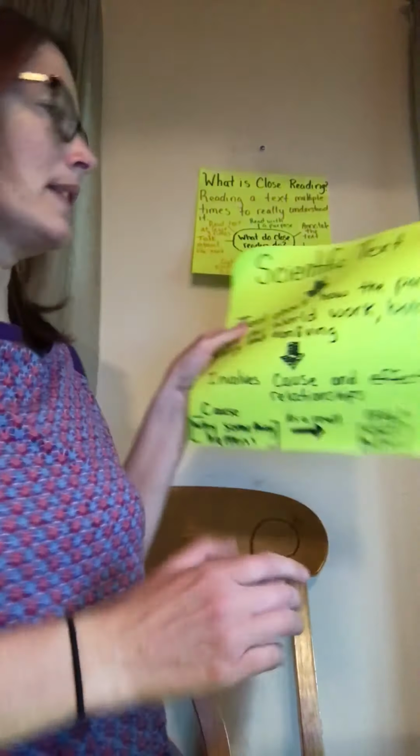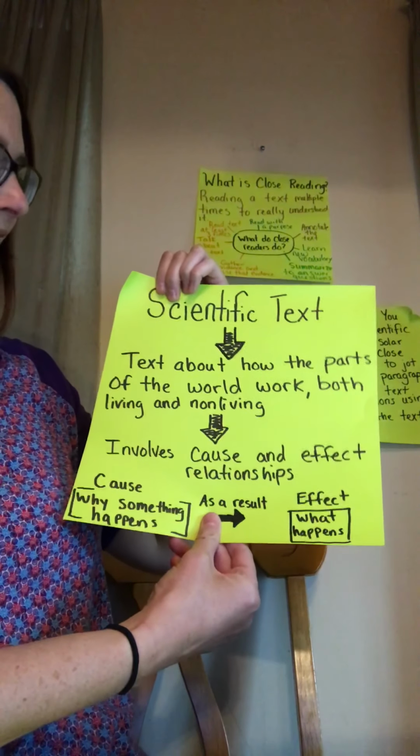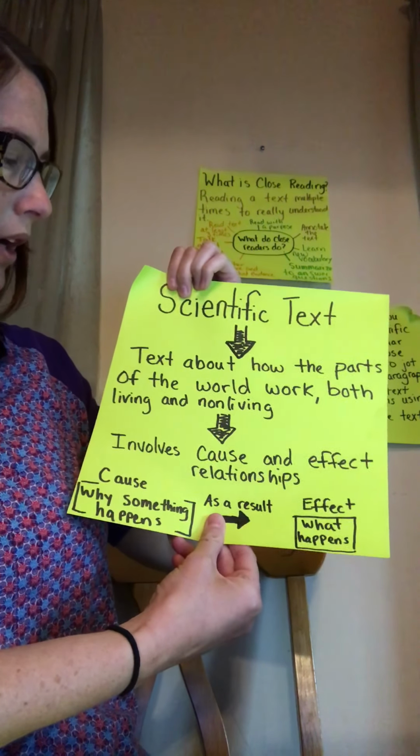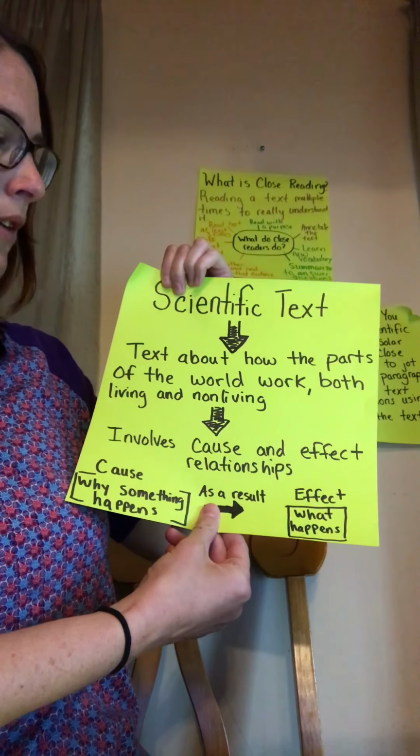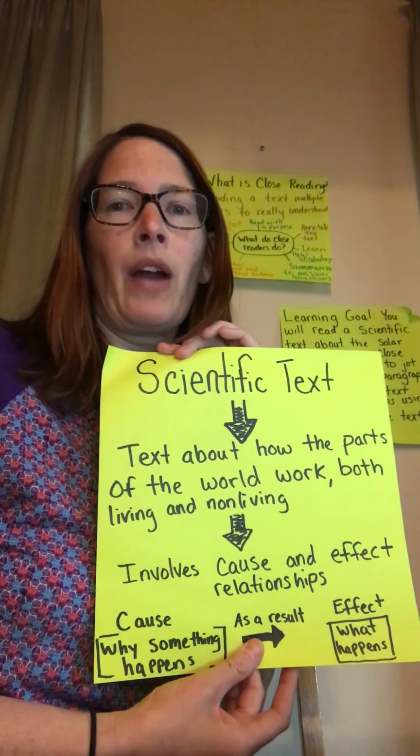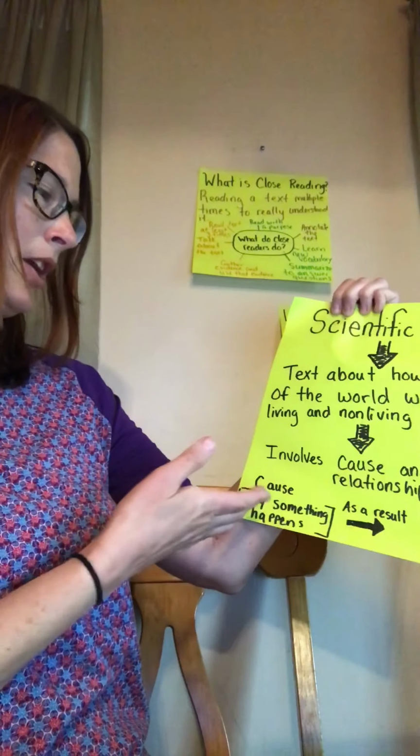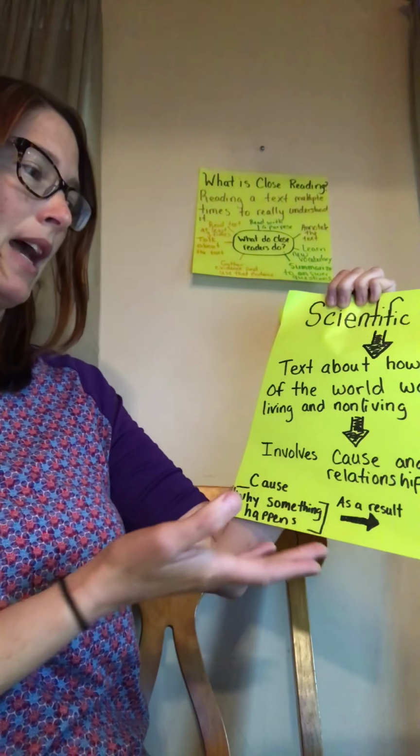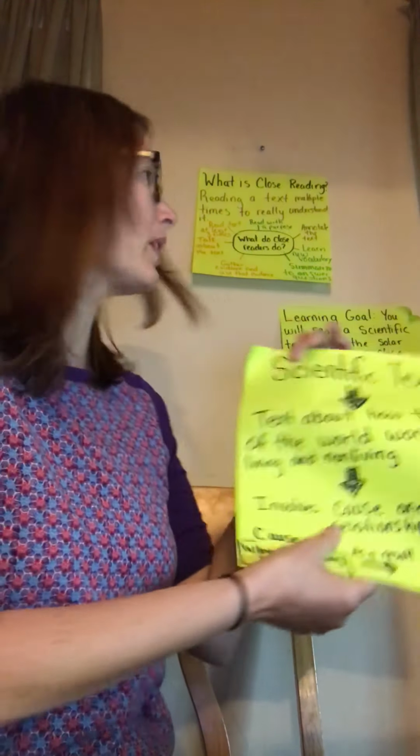So a scientific text is this. It is a text about how the parts of the world work, both living and non-living. It involves cause and effect relationships, just like the historical text that we read, okay, about the Great Wall of China. There's a cause, why something happens. As a result, there is an effect. What happens because of that cause?